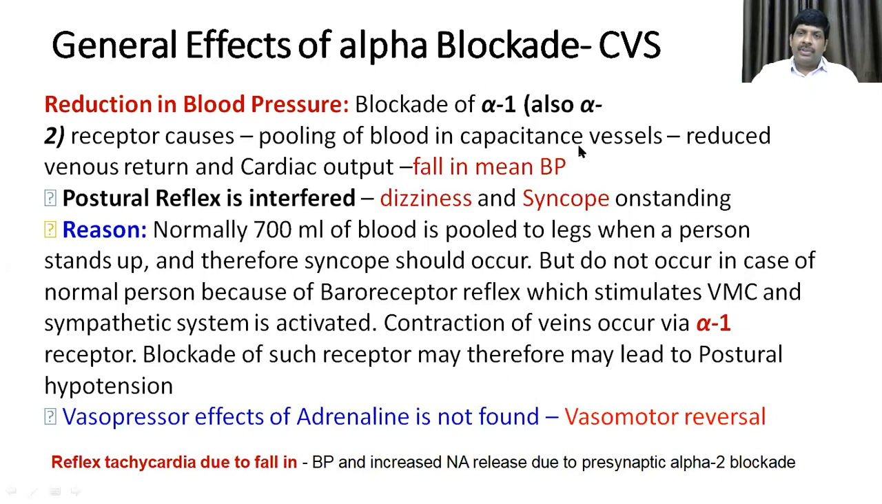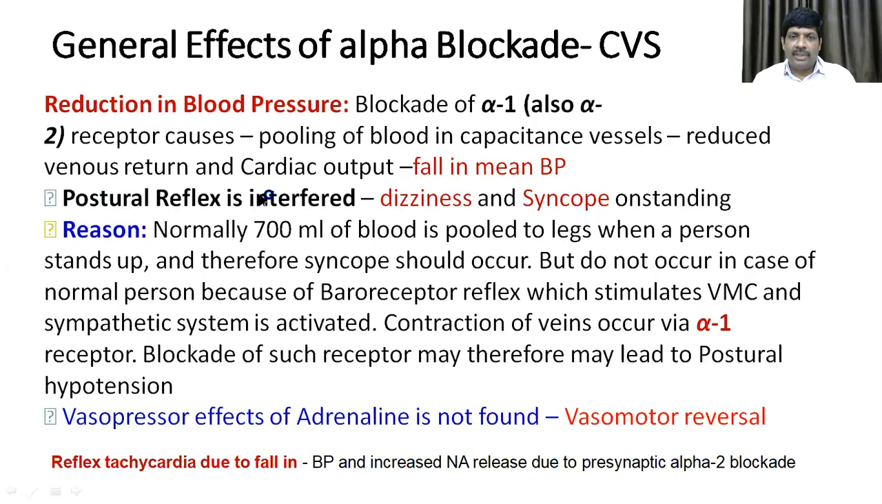And thus, when the blood is more in the capacitance vessels, the venous return will be lesser, and then the cardiac output will be lesser. It will cause a fall in mean blood pressure.